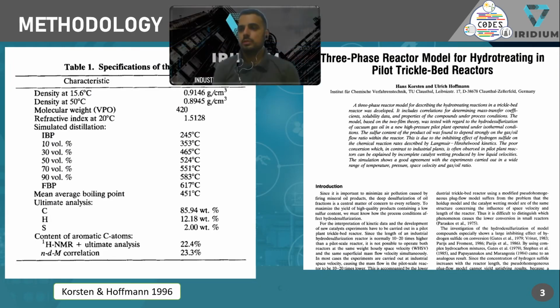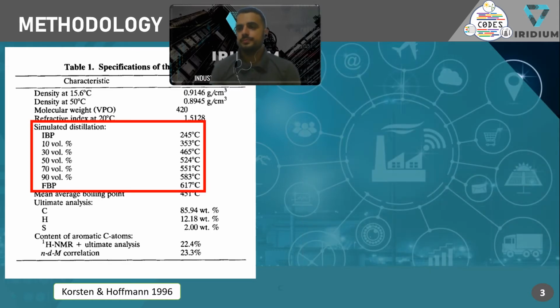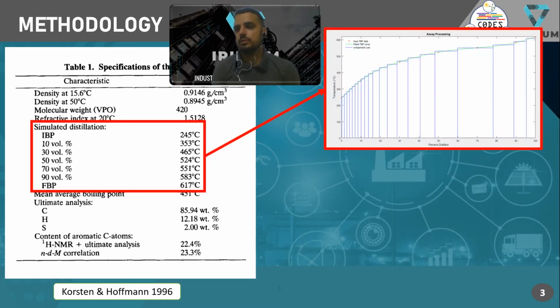In this approach we use the distillation curve presented by Koster and Hoffman 1996 and the methodology proposed by Caio's book. So the graph here shows the distillation curve and its respective pseudocomponents created and represented by the blue rectangles, 21 in total, each of them described by a set of physical-chemical parameters like molar mass, boiling point, etc.